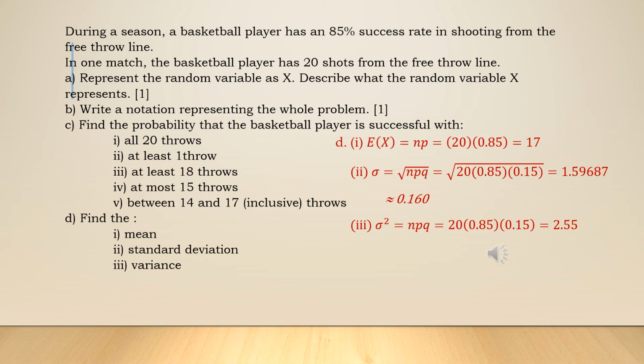Finally, for this problem, we find the mean, the standard deviation, and the variance. Our formula for the mean is simply n times p. So that gives us 17. For the standard deviation, the formula is the square root of npq. So that gives us 1.59687. Rounding it off to three significant digits gives us 1.60. And for the variance, we simply multiply npq, which gives us 2.55.